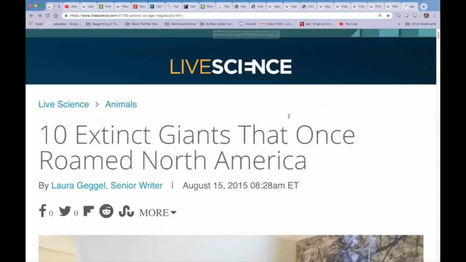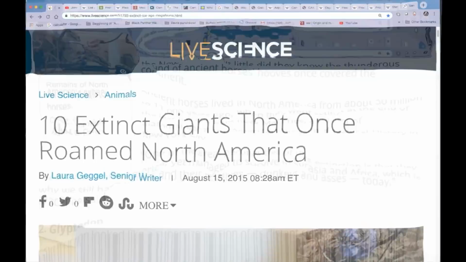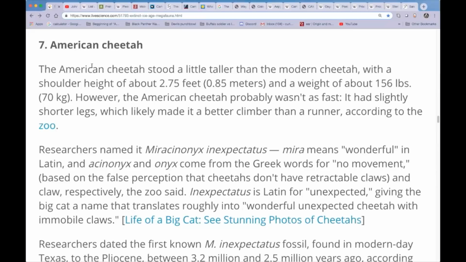So we're on this website, lifescience.com. It says here, 10 extinct giants that once roamed North America. American cheetah. The American cheetah stood a little taller than the modern cheetah, with a shoulder height of about 2.75. Now, cheetahs and lions and all that are from the feline cat family, the big cats. And I'm going to show you where their most common ancestor really originated, and how they don't really know where the cat family originated. They're still debating this today.